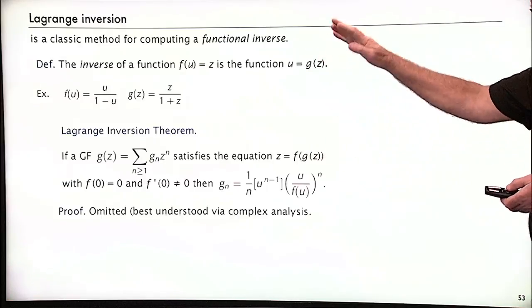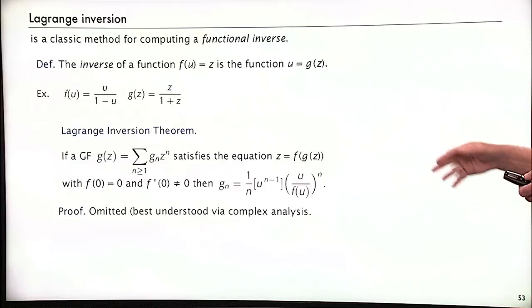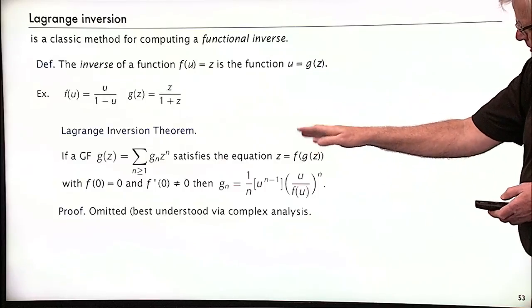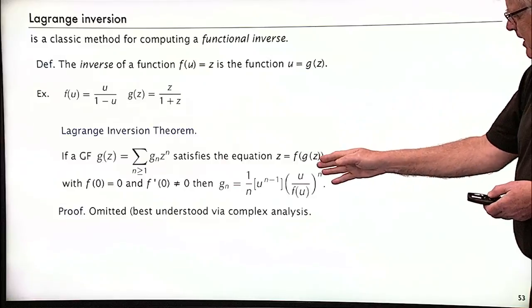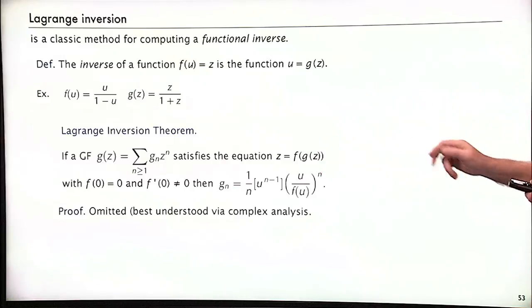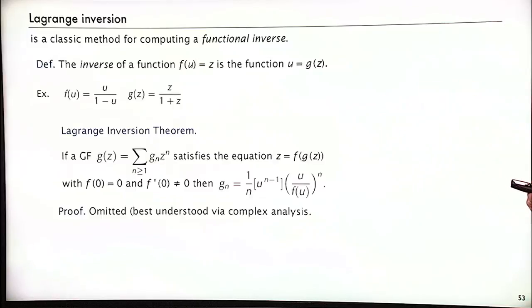So it's like we want to compute the inverse. Given g of z, we want to know f. So f of 0 has to be 0 and f prime of 0 has to be non-zero. Then g sub n equals 1 over n, coefficient of u to the n minus 1 in the function (u over f of u) to the n.